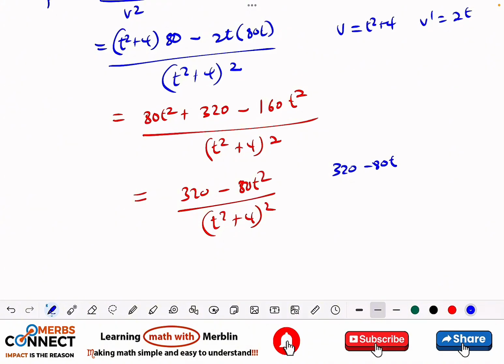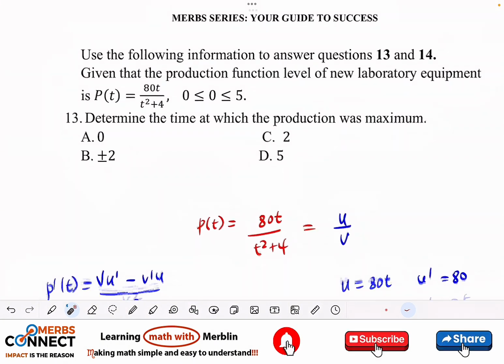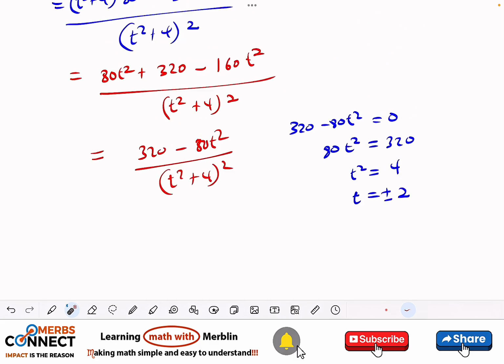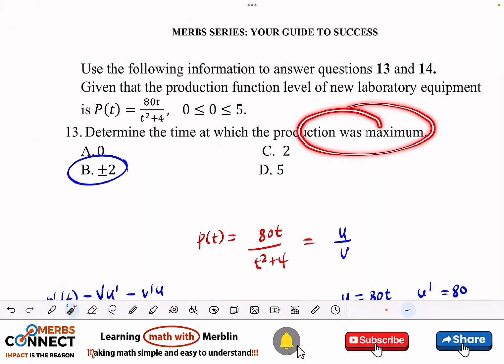So 320 minus 80t squared is equal to 0. 80t squared is equal to 320, so t squared will be equal to 4, and then t will be equal to plus or minus 2. But the idea is that the denominator, because this one is squared and this one is positive, there's no value that will make this one 0. So these will be the critical values, plus or minus 2. So the time that will make sure that this is at its maximum is, oh, okay.